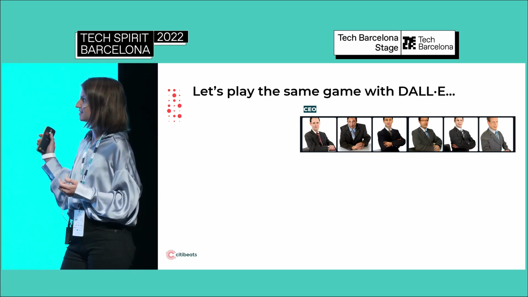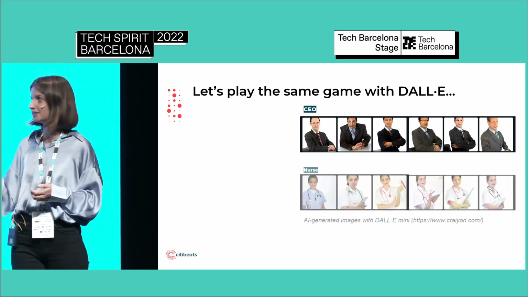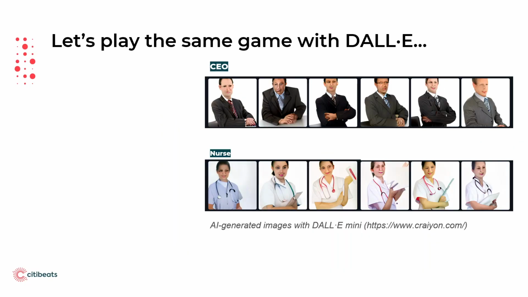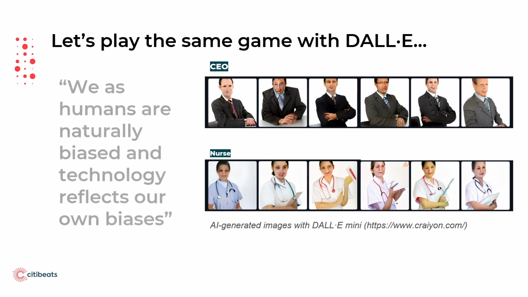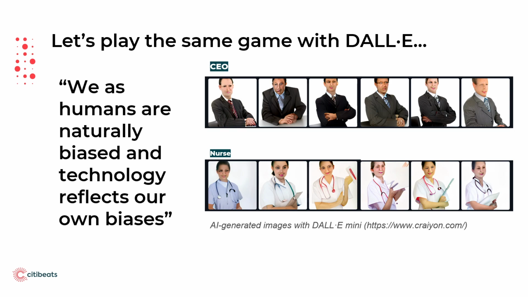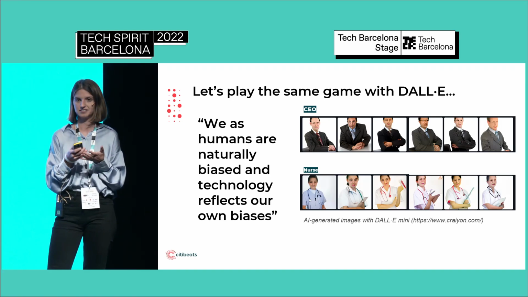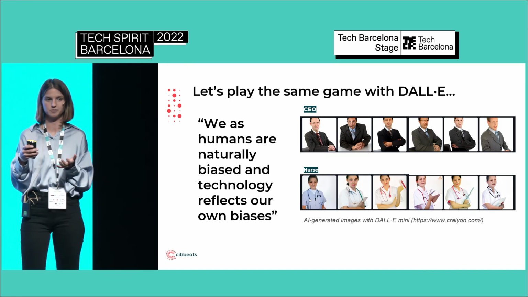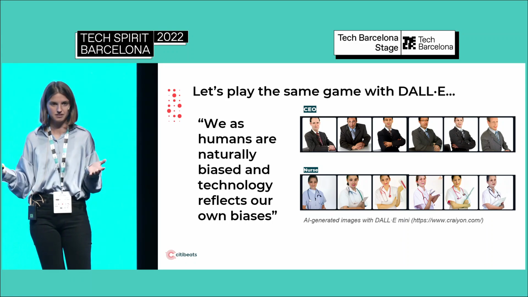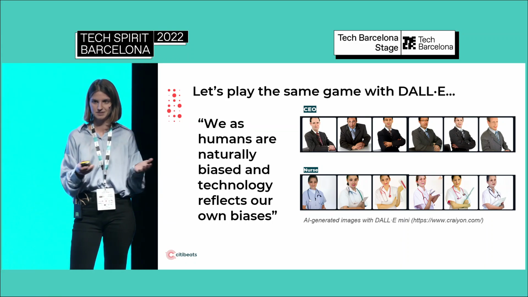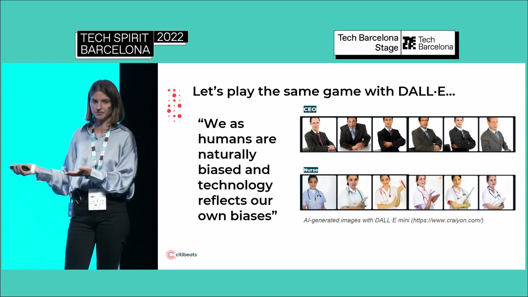So let's see what happens when we type nurse. Okay, we see the woman now. So we are bringing all our biases as humans into our technology. And this needs to be noted. We need to understand why this is happening. Because when I started in technology, I thought algorithms were objective, that they were going to help us. But we see that it's not true.